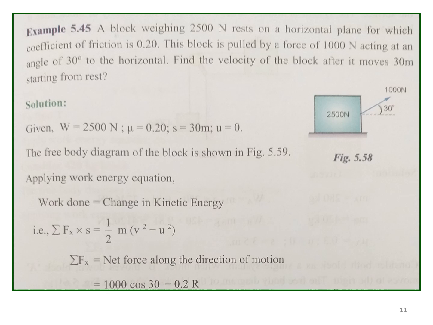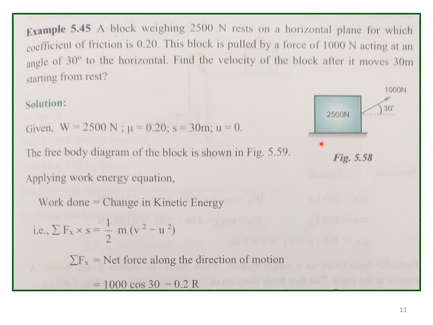Now with this background, let us try to see some of the problems on dynamic equilibrium using the work energy principle. The first problem: you have a block weighing 2500 Newton, resting on a horizontal plane for which the coefficient of friction is 0.2. The block is pulled by a force of 1000 Newton acting at an angle of 30 degrees to the horizontal. Find the velocity of the block after it moves 30 meters starting from rest.